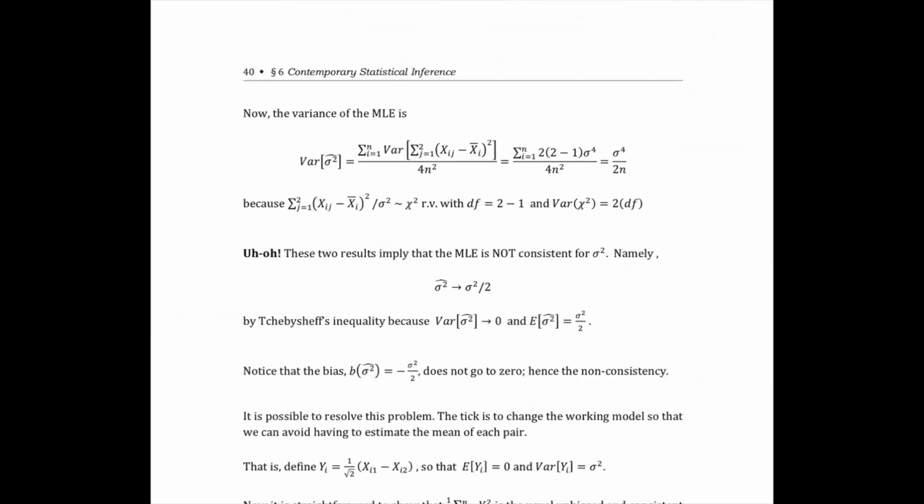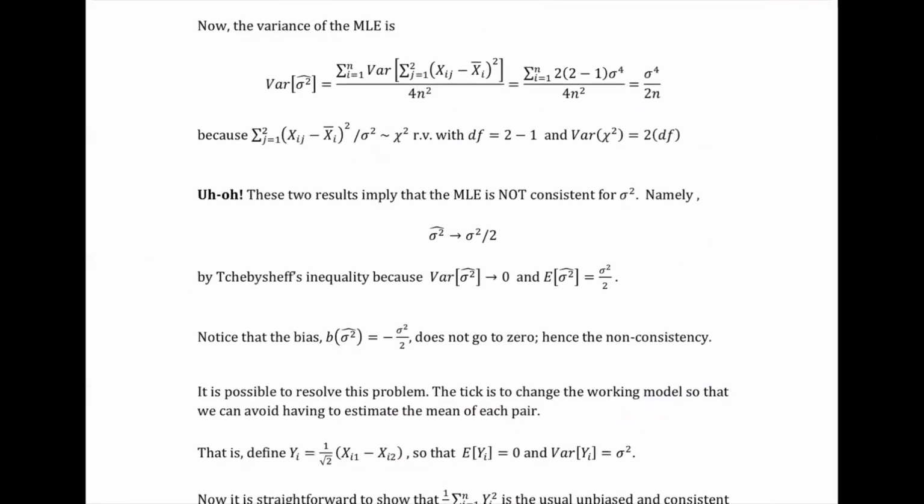Okay. And this is what was interesting to Neyman and Pearson. So they calculated, you can calculate the variance of the maximum likelihood estimator, and it's this thing. All right. And I'm not going to worry about how we do that. We get all sorts of random variables. But now these 2 results will imply that the MLE is not consistent for sigma squared. This is just what we were talking about on the last page.